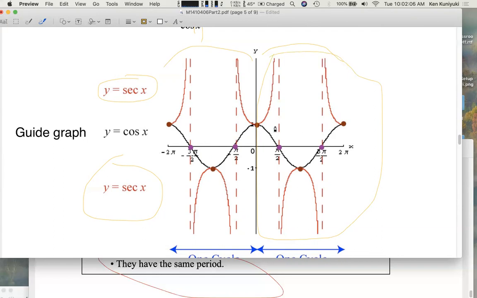It's kind of weird looking, and also don't forget to put the VAs. It's almost like it's crying, but this does count as one cycle. This is the fundamental cycle for y equals secant of x.